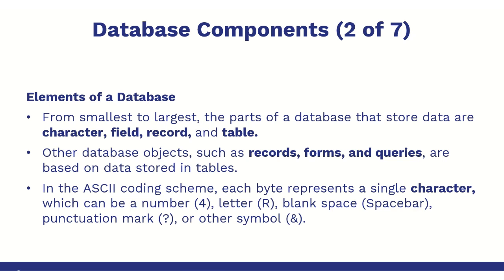When you talk about the database, the main parts of a database system that stores data are characters, field, record, and table. There are other database objects. We are speaking in relation to Access database. So the Access database contains records, forms, and queries. They are based on the data stored in the table. In the ASCII coding scheme, each byte represents a single character, which can be a number, letter, blank space, punctuation mark, or any other symbol.